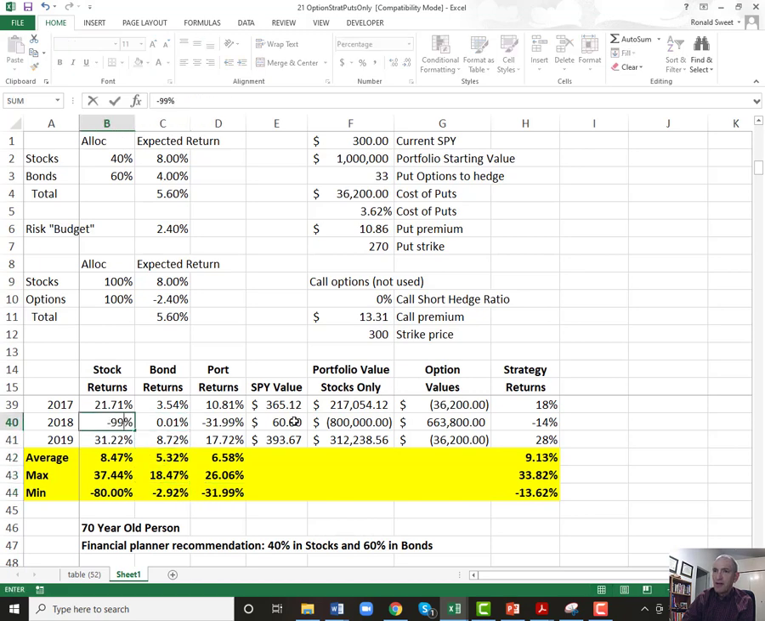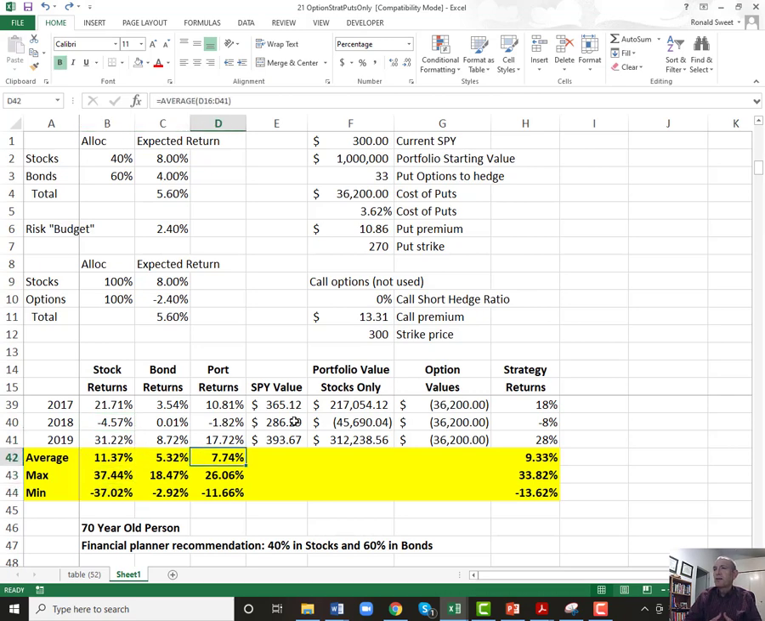What if you lost 99.99999%? You'd have a huge loss here, but your max loss there is 13.62%. That's your portfolio minus the strike price plus the option premium. Your max loss is 13.62%. And that's just if the stocks fall.